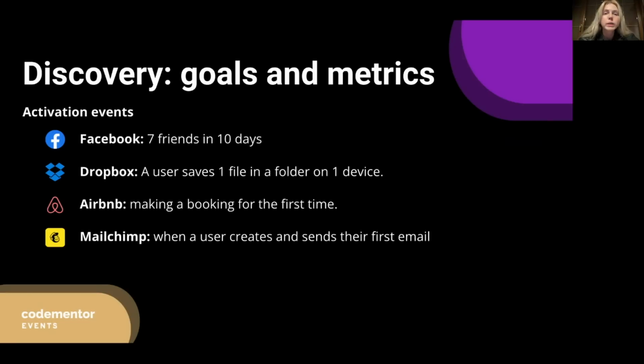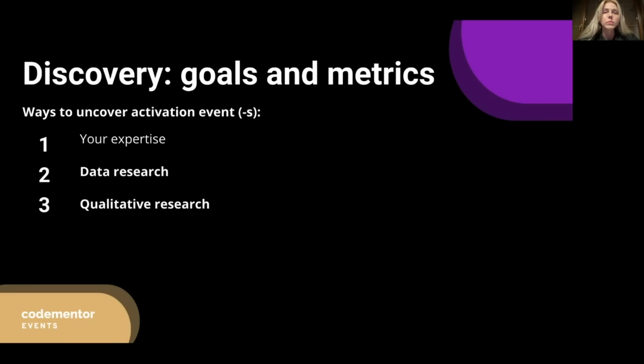As for B2B examples, here you can see the example from MailChimp. They have as their activation event creation and sending of the first email. So here is the first challenge, to find the activation event. How can we do this? There are 3 ways. The first one is your expertise.